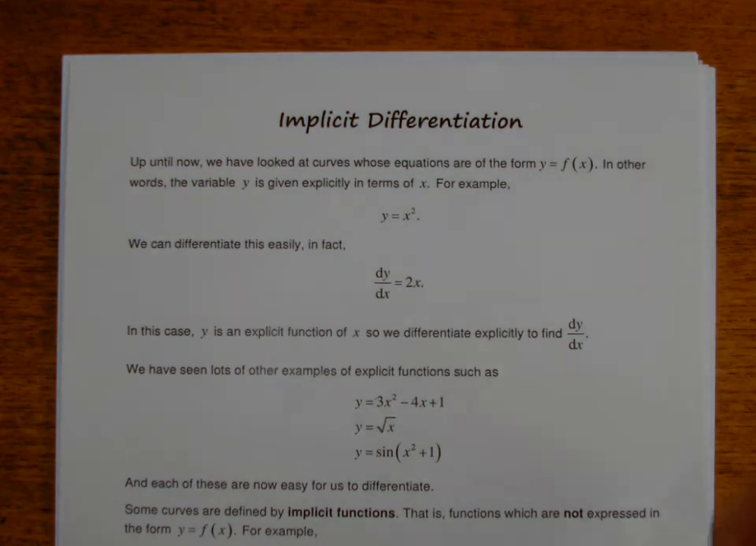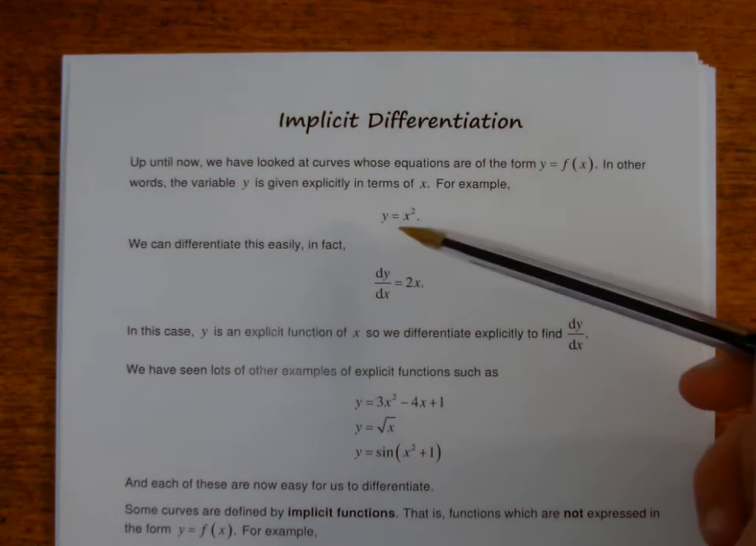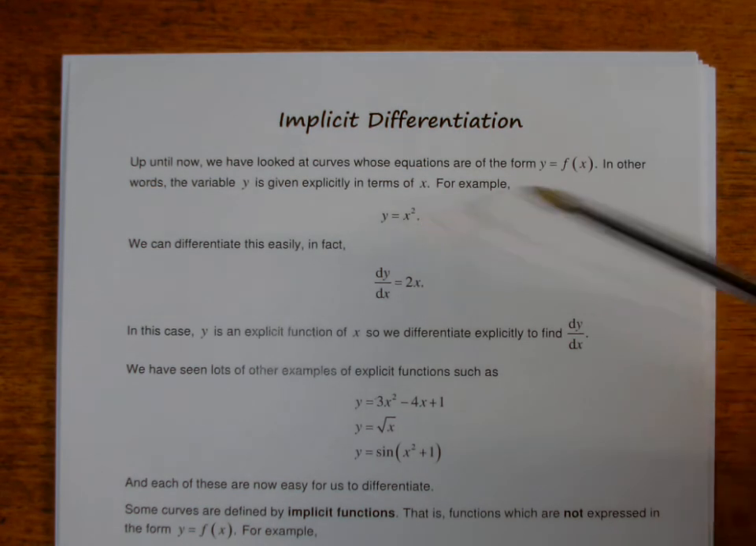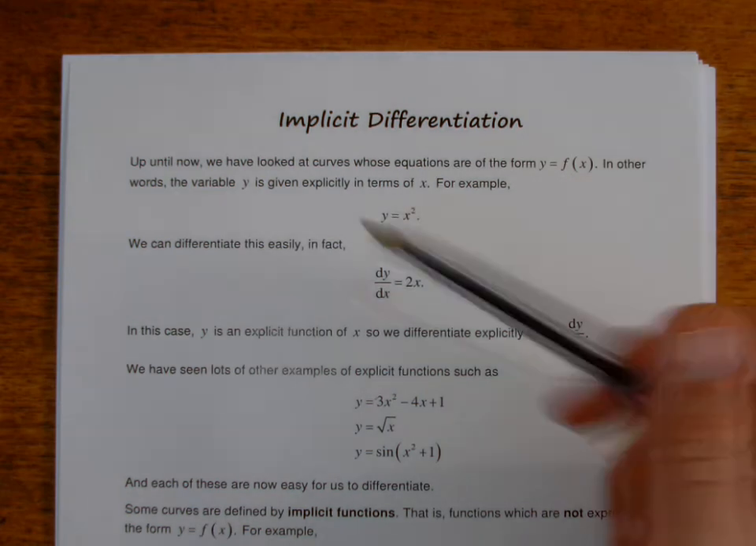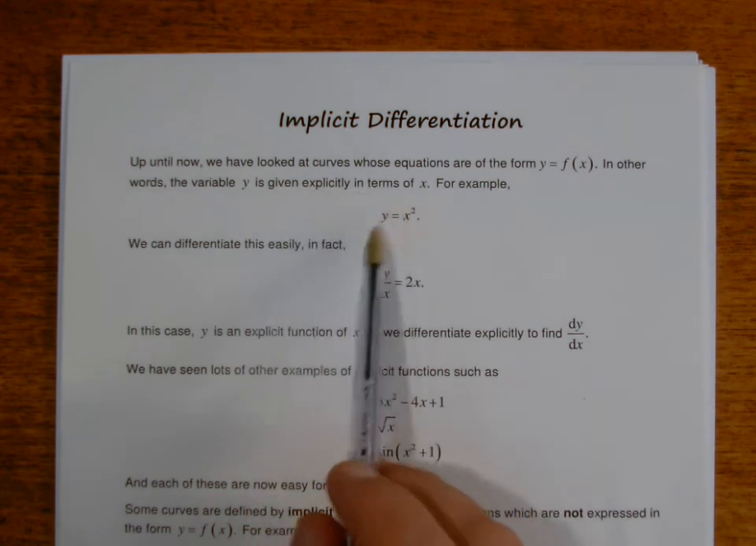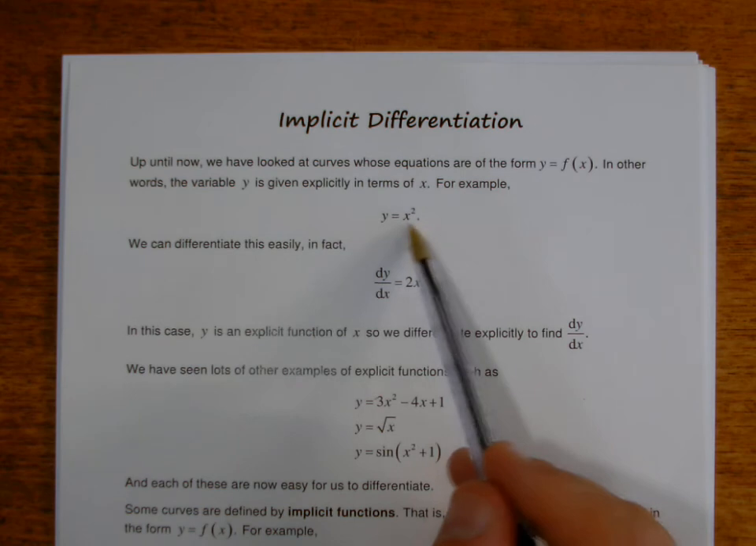Okay, so today we're going to look at implicit differentiation. Up until now, we're used to seeing functions like this: y equals x squared. In other words, y is a function of x, isn't it? And what we say is y is given explicitly in terms of x. So we can write y equals when we've got it in terms of x.